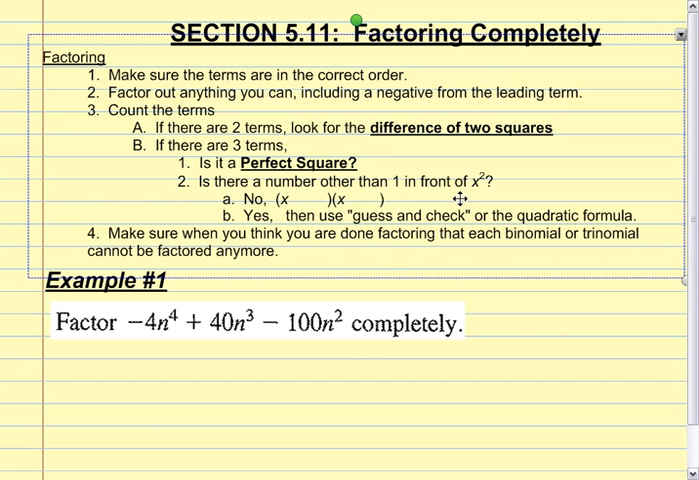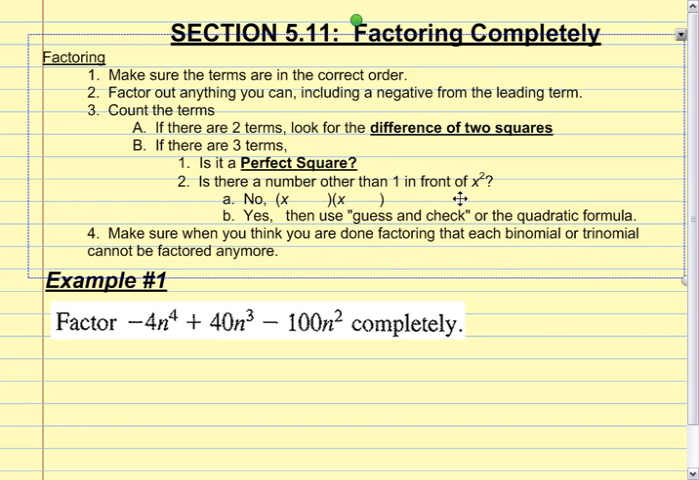Now the next thing that you do is factor out anything that you can, anything that goes into all of the terms, including a negative in front of the leading term. That's the term in the front. We don't want that to be negative, so take that out too. The third thing that we're going to do is count the terms. If there are two terms, look for the difference of two squares.